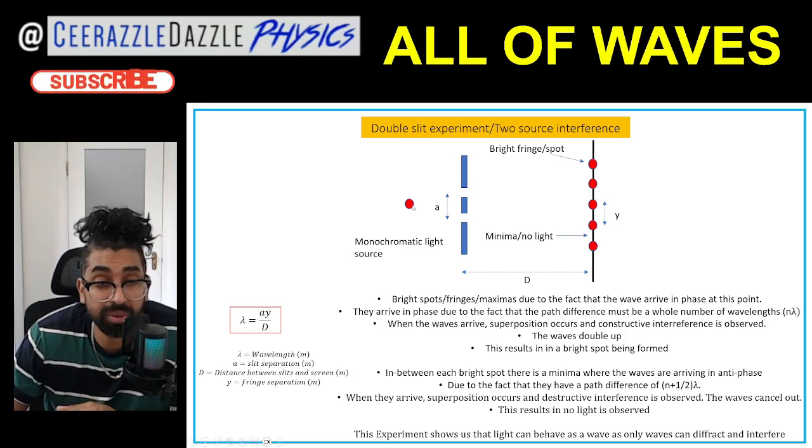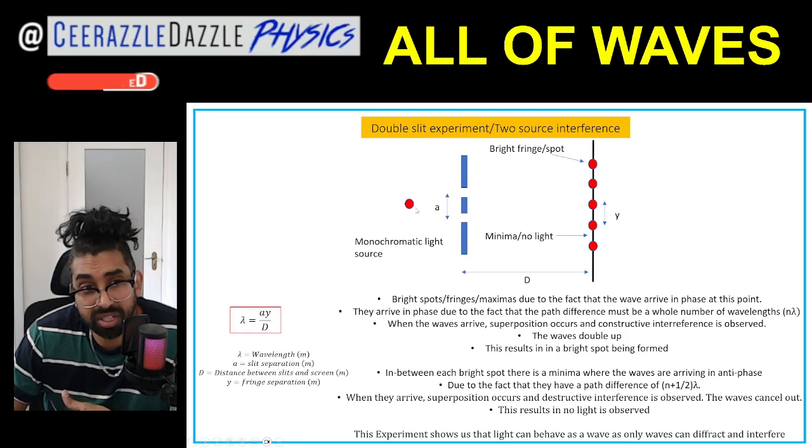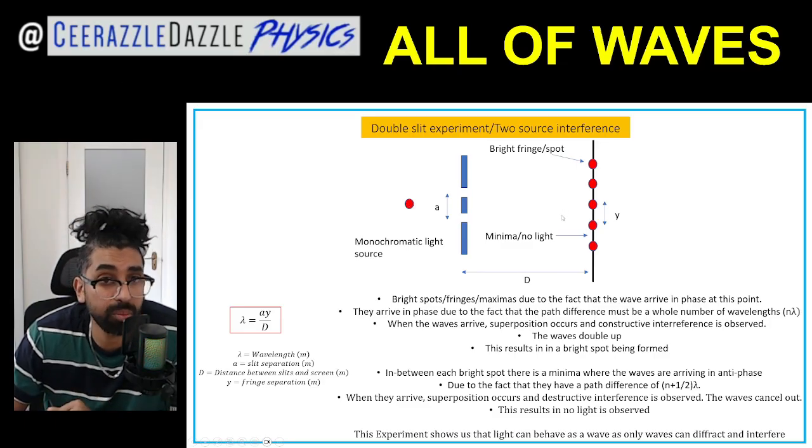The reason why this experiment is really important is because it shows us that light can behave as a wave, because diffraction is only a property of waves. So if you're asked about describing an experiment in which light behaves as a wave, this is definitely one to refer to.